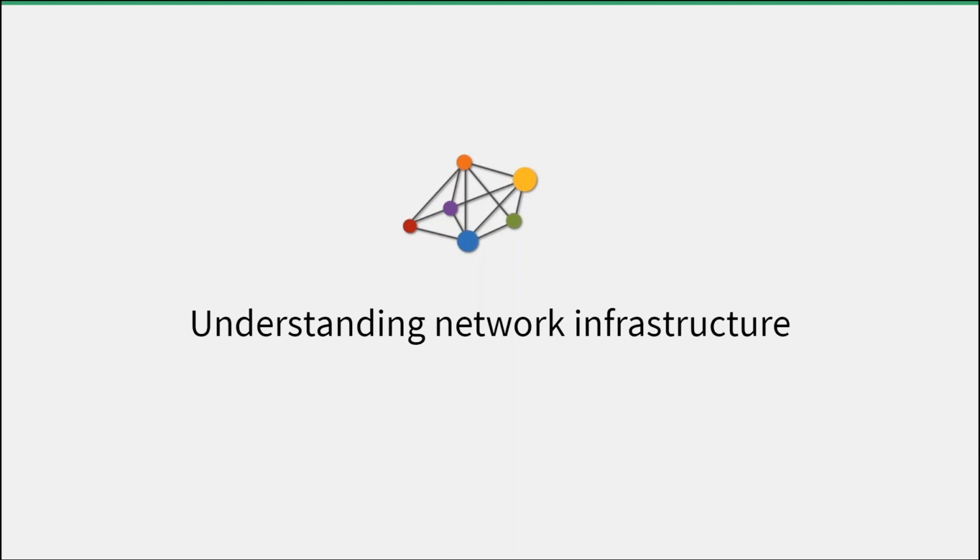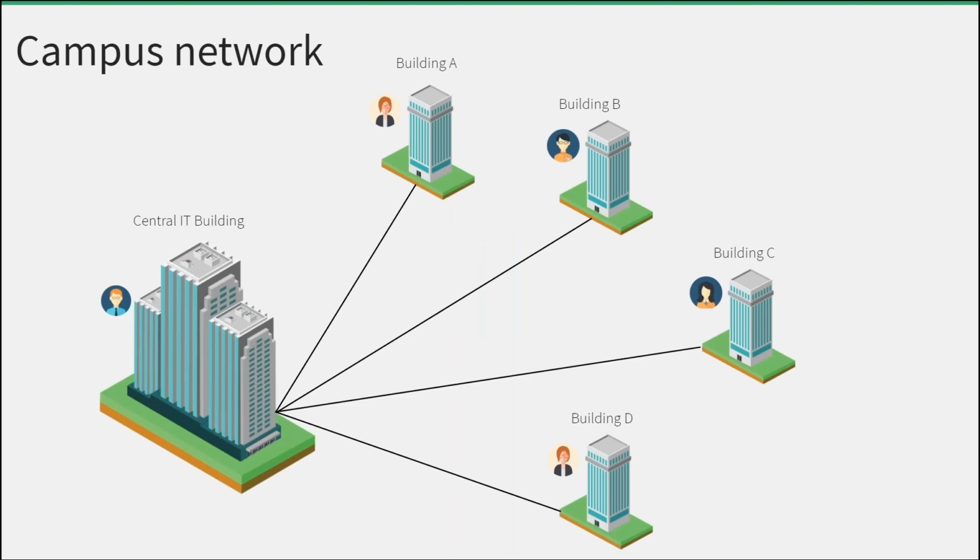To understand the network infrastructure better, I've got a clear picture here of a campus network, which is most commonly available in all organizations in recent times. I'm just trying my best to replicate one of the real-time scenarios here. I've got a central IT building with an administrator right here, and there are a couple of buildings, building A, building B, building C, and building D, associated with the central IT building.